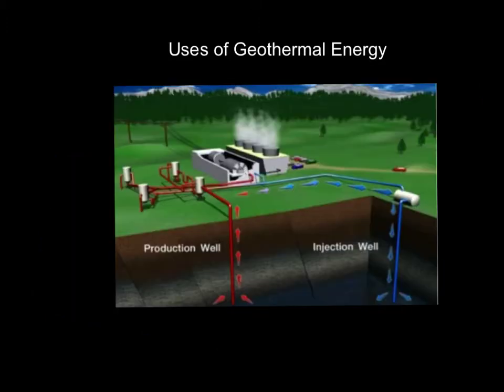Geothermal can be used directly to heat buildings. Hot water can be piped directly into a building and have its heat transferred to the building's heating system. The used water then goes through a pipe known as an injection well back into the reservoir to be reheated and used again.